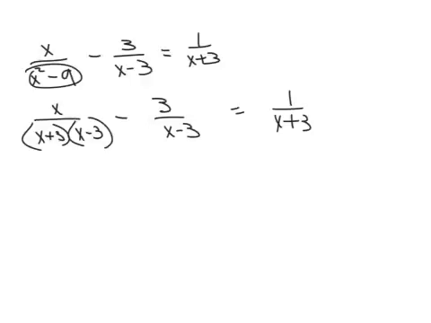Alright, so what is my least common denominator here? Well, I've got an x plus 3 and an x minus 3. There's an x minus 3, there's an x plus 3. My least common denominator is if I were to multiply these two together. So let me show you what that's going to look like.